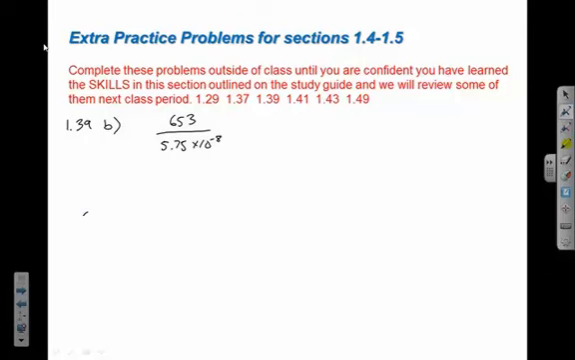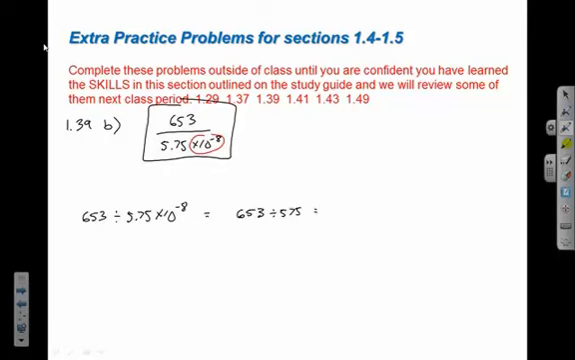You probably typed into your calculator 653 divided by 5.75 times 10 to the negative 8. If you do it that way, what this means is that your calculator will take the number 653 and divide that by 5.75 and get the answer, and then it will multiply that answer by 10 to the negative 8. That's not what this is telling you to do. Here I've got the 10 to the negative 8th on the bottom of this fraction. It needs to be divided, not multiplied. So this is not correct.